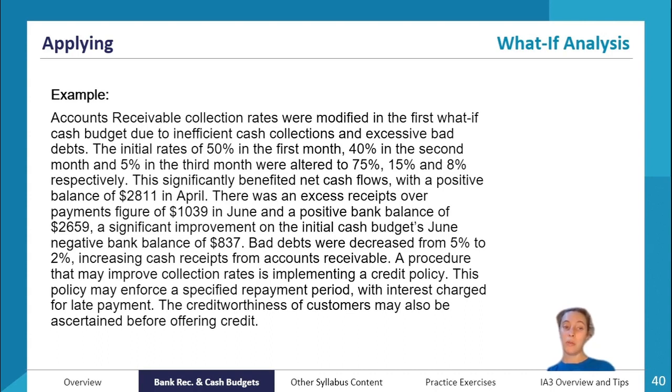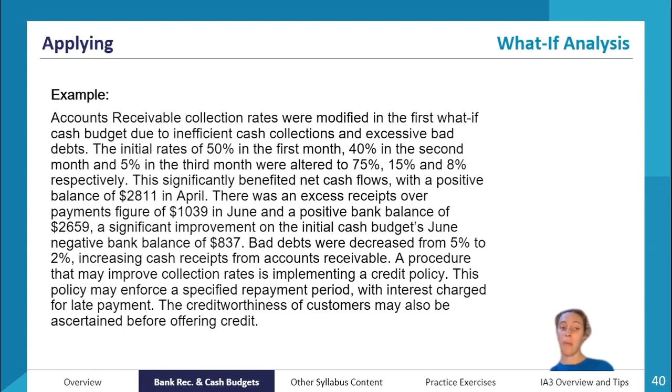So there was an excess receipts over payments figure, and a positive bank balance, and that is a significant improvement on the initial cash budget, which had a negative bank balance of $837. Bad debts decreased from 5% to 2%, and then that increased cash receipts from our accounts receivable. And then we finish off with a little bit of analysis and evaluation.